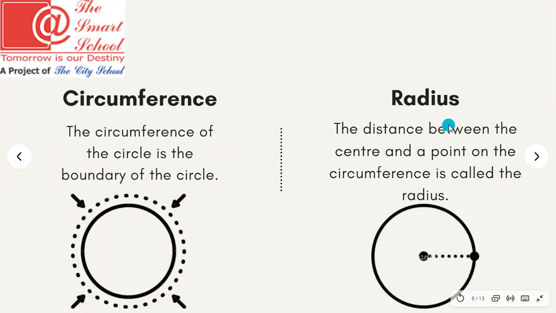Now come to the radius. The distance between the center and a point on the circumference is called the radius. There are 2 points. The first point is showing you the center. This is the center of the circle, and the second point lies on the circumference of the circle. So the line segment which is joining these 2 points is called the radius of the circle.